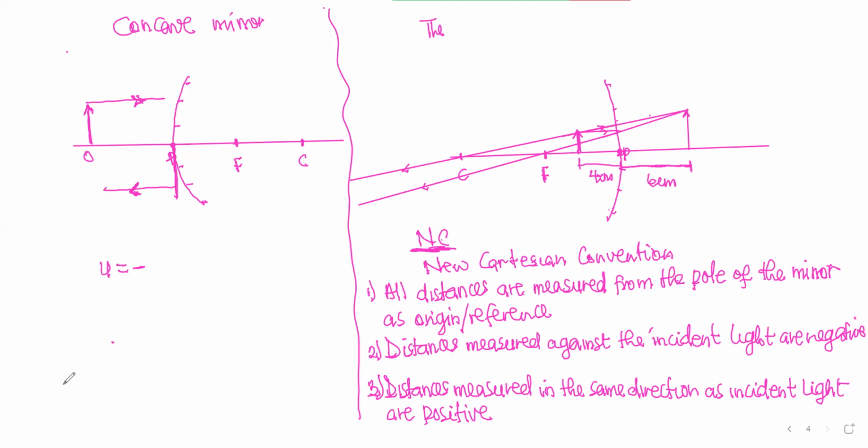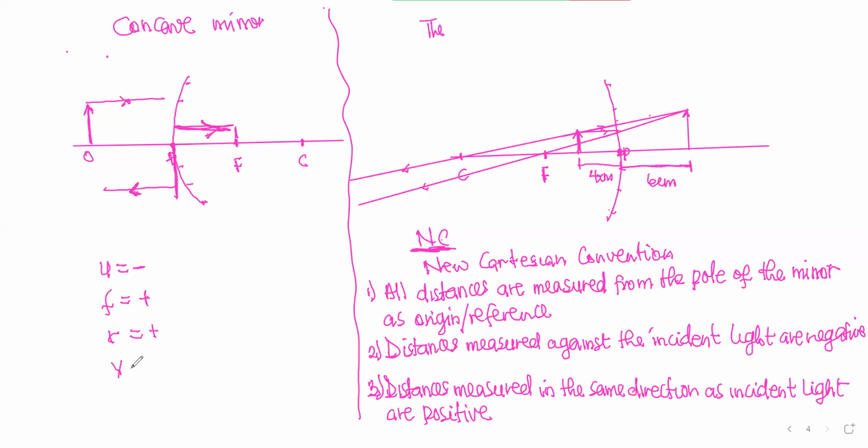U is negative. If I'm to measure the focal length, because the focal length is virtual, this will be the direction of measurement. So the direction of measurement will be in the direction of incident light. So straight away for convex mirror, F, under this convention, F is positive. R will also be positive.